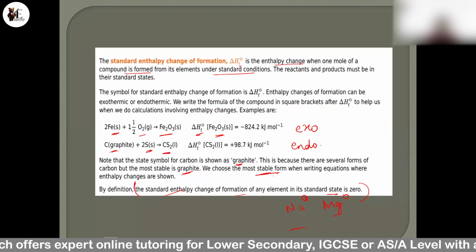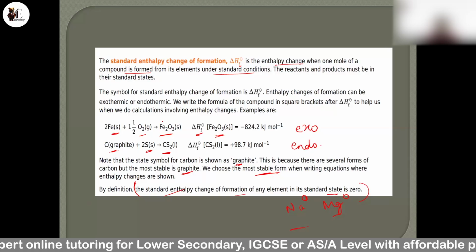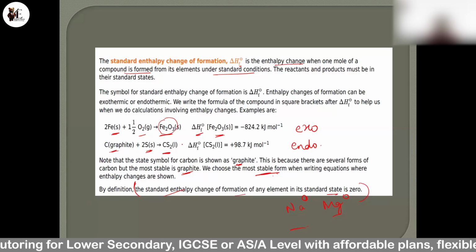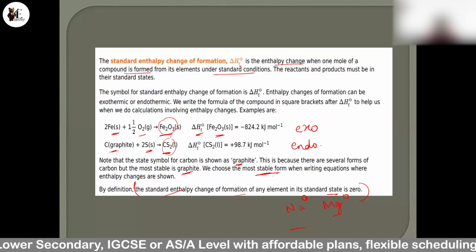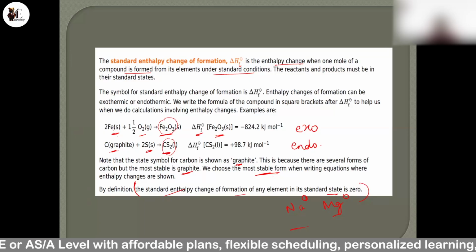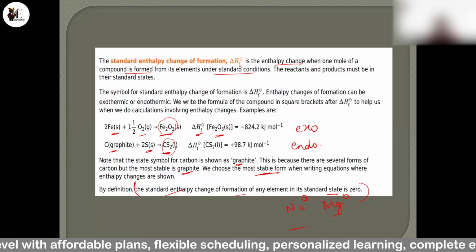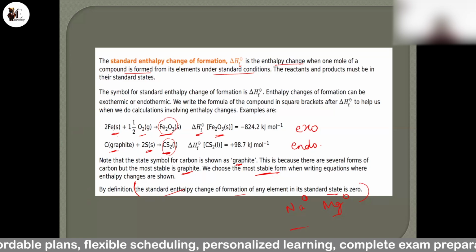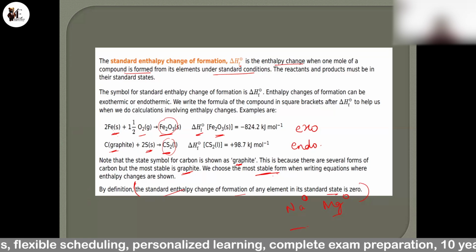The important thing you have to remember in enthalpy change of formation is that only 1 mole of product is formed. You have to make only 1 mole of product. You have to do the changes in reactants only to make it 1 mole of product. 1 mole of compound is formed from its elements under standard conditions.